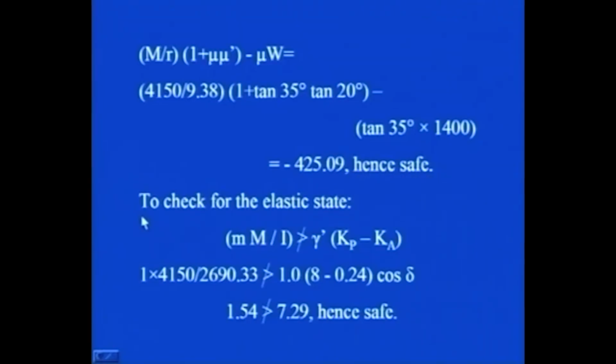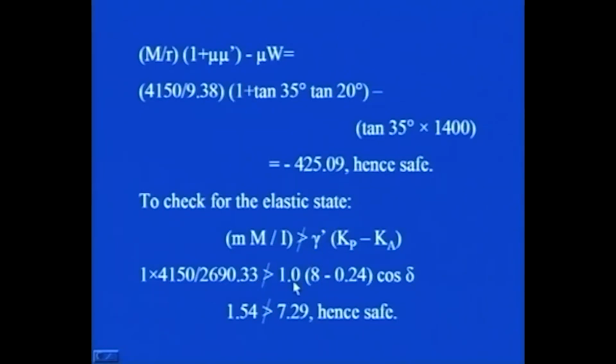Now, in step 4 I told you that you need to check that the soil is in elastic state, and the expression for that is: M into capital M by I should not be more than γ' (Kp − Ka). Now, if I substitute the numerical values on both sides of this expression, M we have assumed to be 1, then capital M is given to be 4150, divided by this I we have calculated as 2690.33 meter to the power 4, and this particular value should not be greater than this γ'.